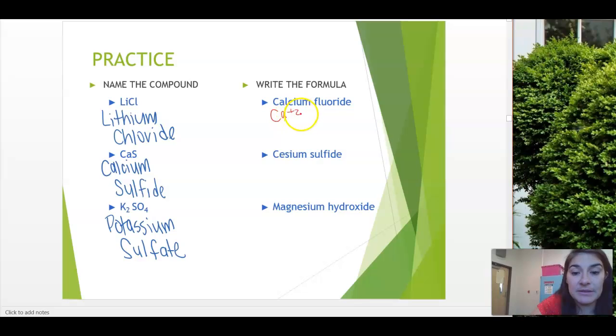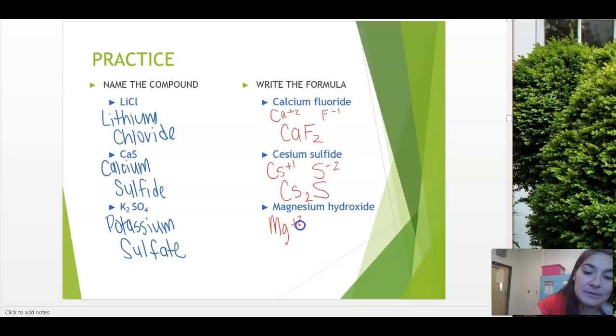Calcium is plus 2. This is not something you ever have to memorize. You can always look at a periodic table. So the least common denominator is 2. Calcium is already 2, so we only need 1. Fluorine is a 1, so therefore we need 2. Cesium is plus 1. Sulfur is minus 2. Therefore, our least common denominator is going to be 2 again. So cesium, I have 1. I need it to be 2. Therefore, I need 2 of them. Sulfur is 2. Therefore, I only need 1.